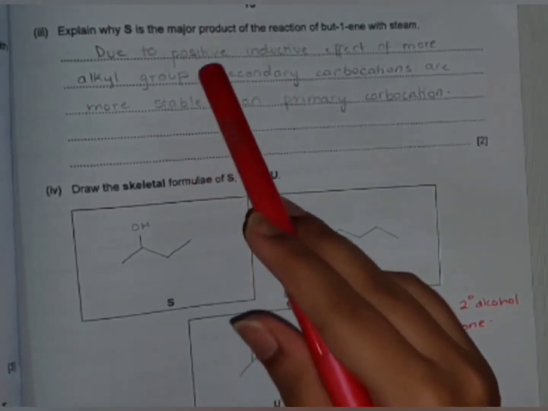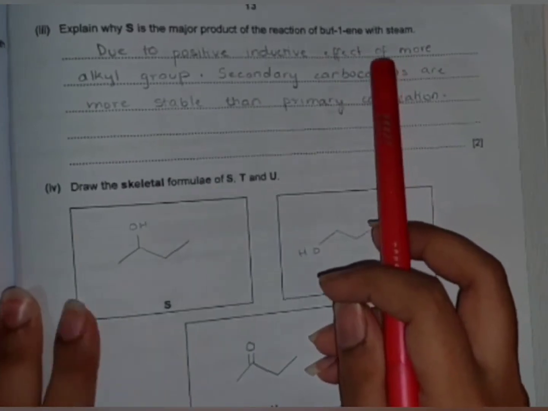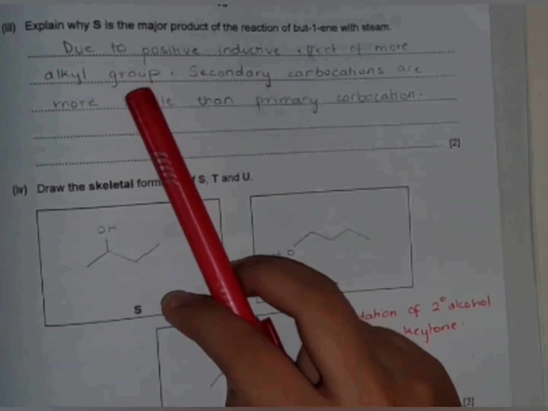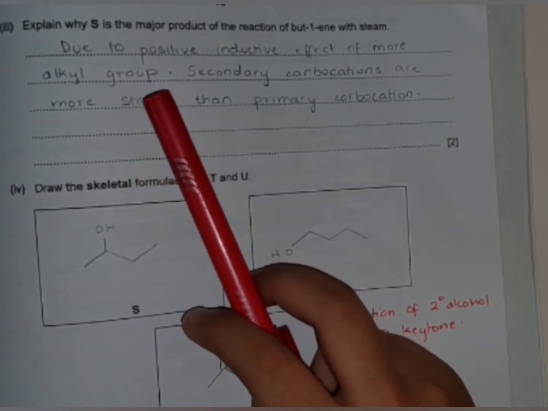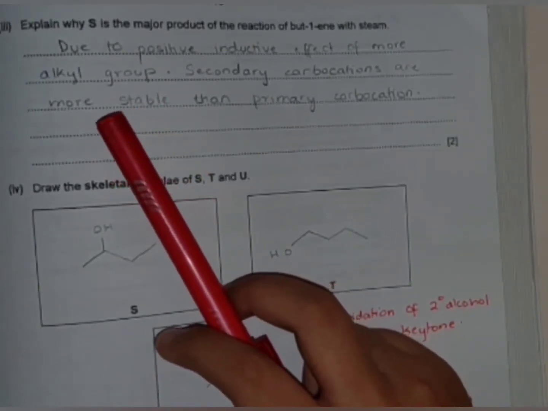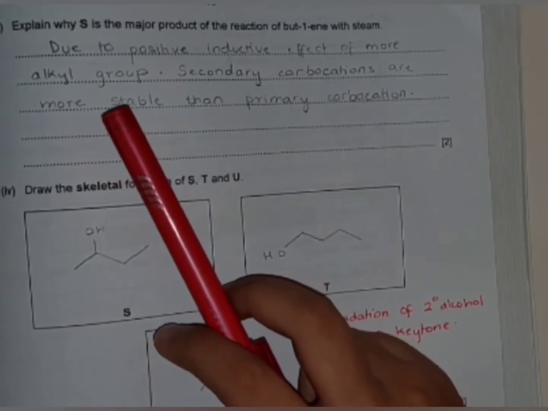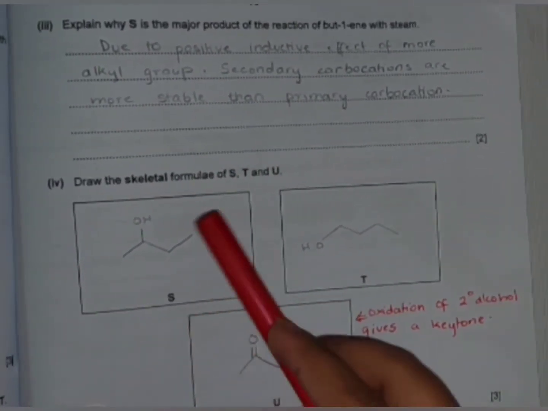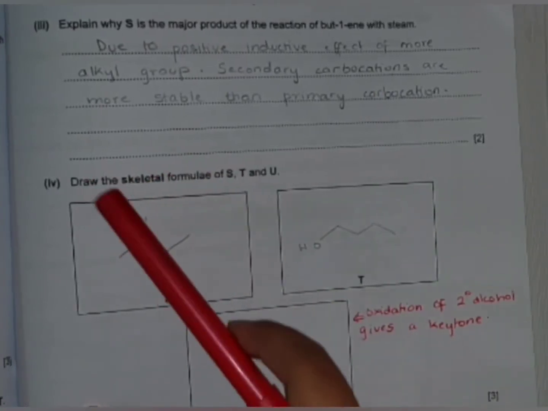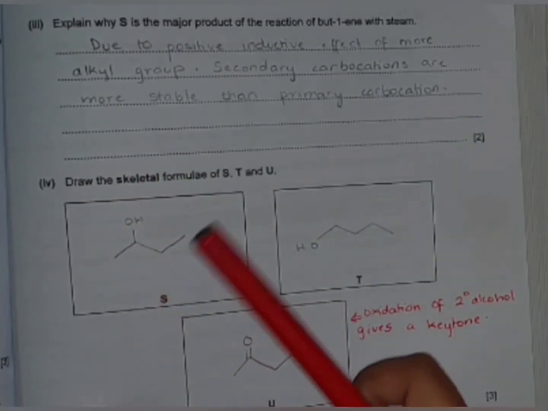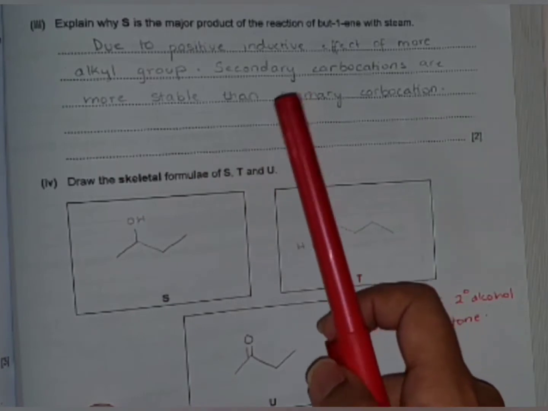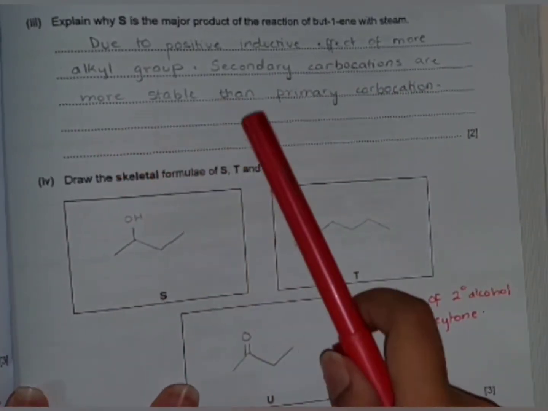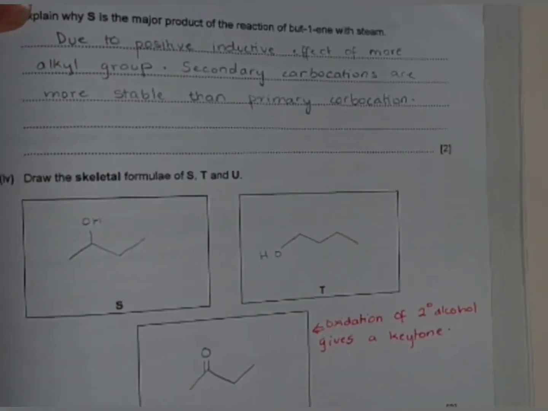Explain why S is the major product of reaction of but-1-ene with steam. So basically, due to the positive inductive effect of more alkyl groups. We know that alkyl groups are electron donating groups. They push the electrons toward the carbon bonded to the alcohol functional group, and hence due to this positive inductive effect, the carbocation that is formed is more stable, right? Hence secondary carbocations, because they have more alkyl groups, will be more stable than primary carbocations.